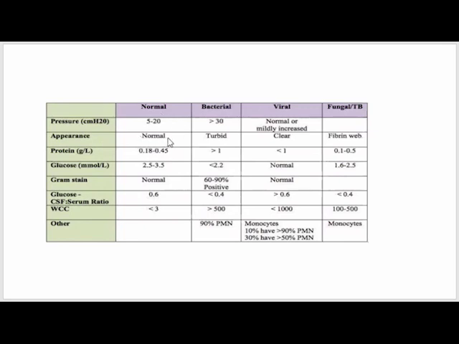Appearance. Okay, we have said colorless. Okay. In bacterial, it's turbid. In viral, the fluid will be clear. In fungi or TB, you see fibrin web. Okay. Fibrin web will be seen.